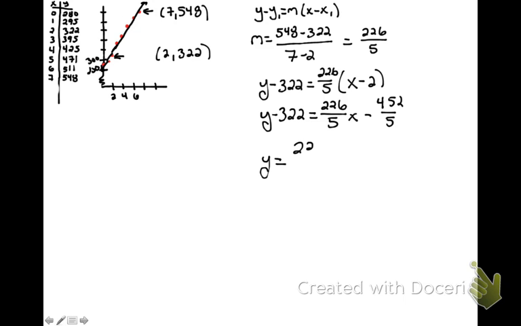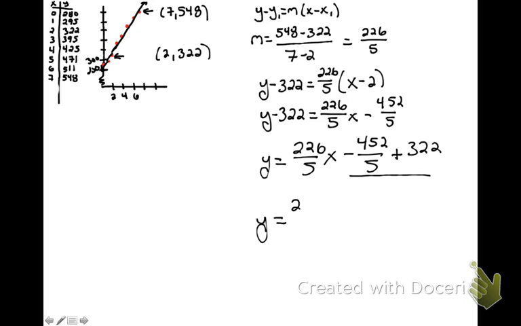And I can just see Josh right now wondering what the common denominator is going to be, because he knows what he's doing. And hopefully he can see that it's going to have to be 5. So to add these two like terms together, I'm going to need a common denominator. So y equals 226 over 5x minus 452 over 5 plus 1610 over 5.